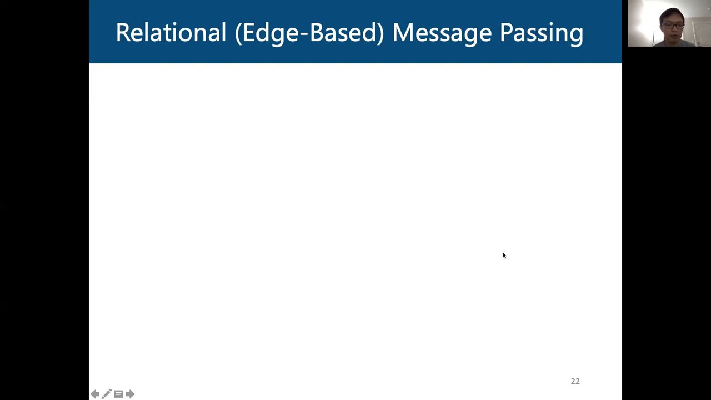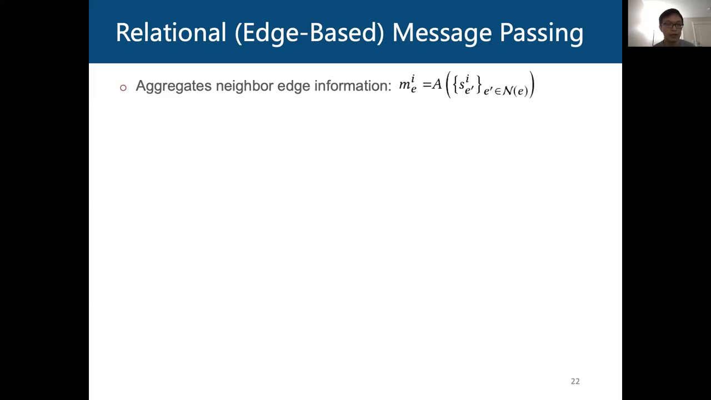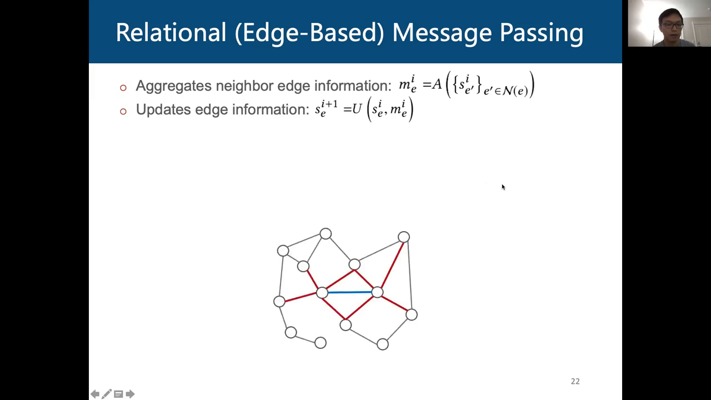So to address the above problems, a natural thought is to perform this message passing over edges instead of nodes. In edge-based message passing, we aggregate information of neighbor edges for a given edge. So here you can see that for this edge E, we first identify all the neighbor edges for this edge E, which is E prime here. And then we aggregate all the hidden states from these edges. And then we do the update using this update function U. And here we say that two edges are neighbors if they share at least one common node. And this figure gives an example of relational message passing.